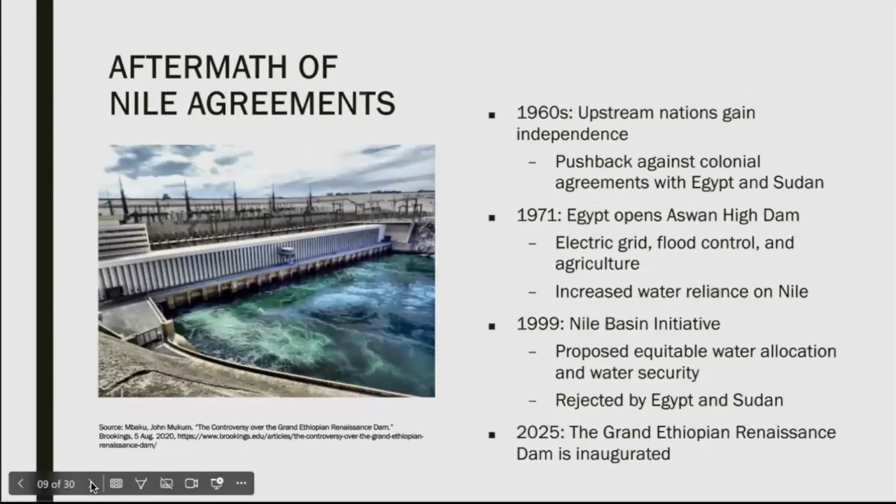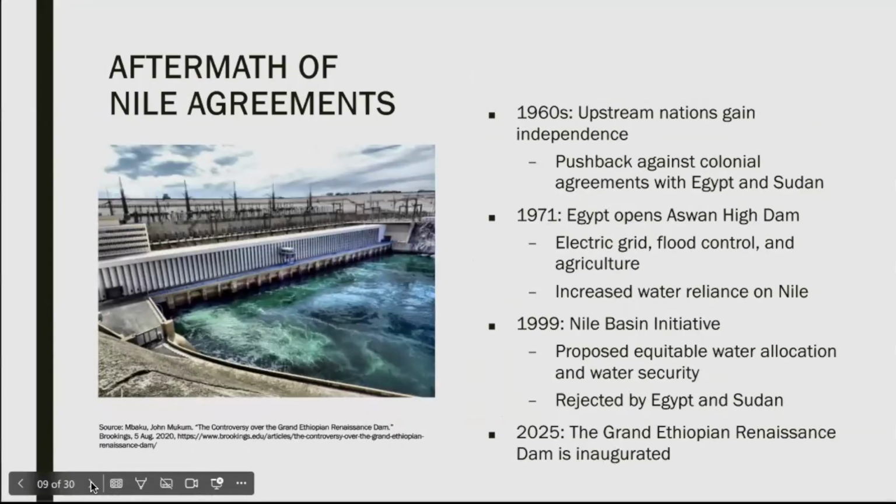So what was the aftermath of these agreements? Beginning in the 1960s, these upstream nations that we've previously mentioned began to gain their independence and push back against the colonial era agreements made between Egypt and Sudan. Then in 1971, Egypt opened the Aswan High Dam, which was the first mega dam of its kind in Africa.